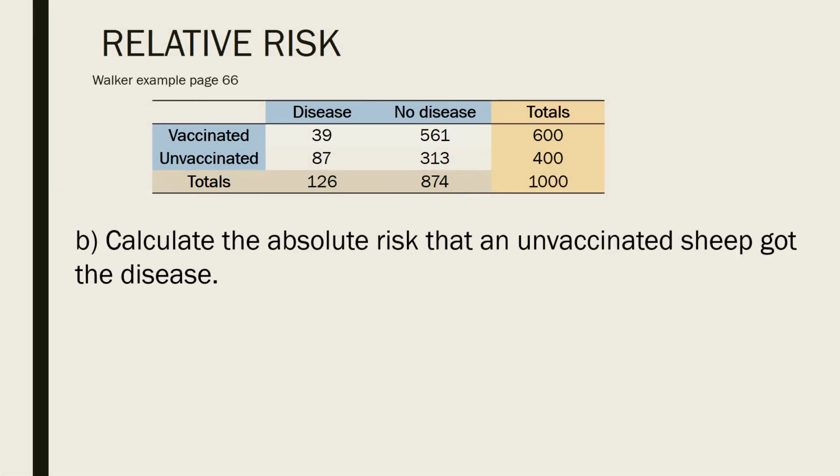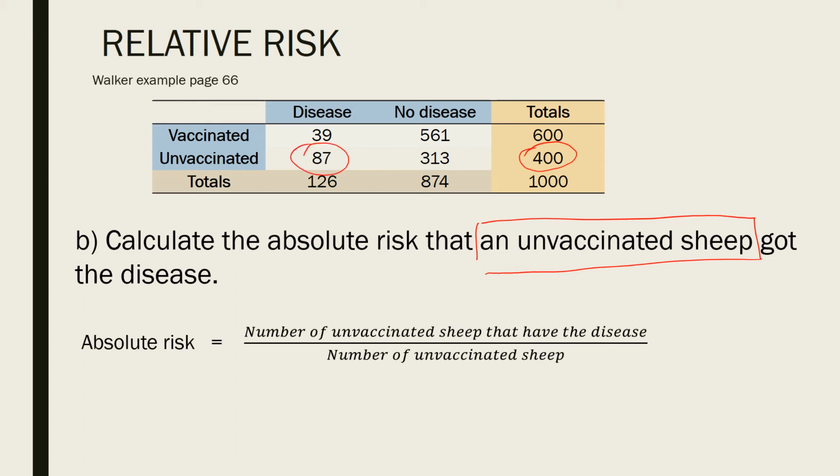So this is the absolute risk that an unvaccinated sheep got the disease. So we've been given like a condition. We're only looking at unvaccinated sheep. Unvaccinated sheep is the 400. How many out of those 400 got the disease? It is 87. So it's the number of unvaccinated sheep that have the disease divided by the total number of unvaccinated sheep: 87 out of 400, and that's 0.2175.